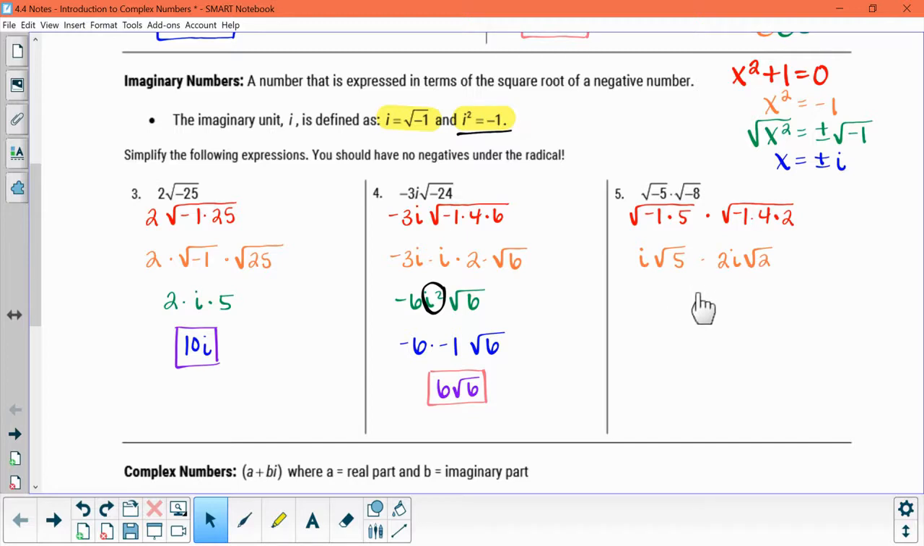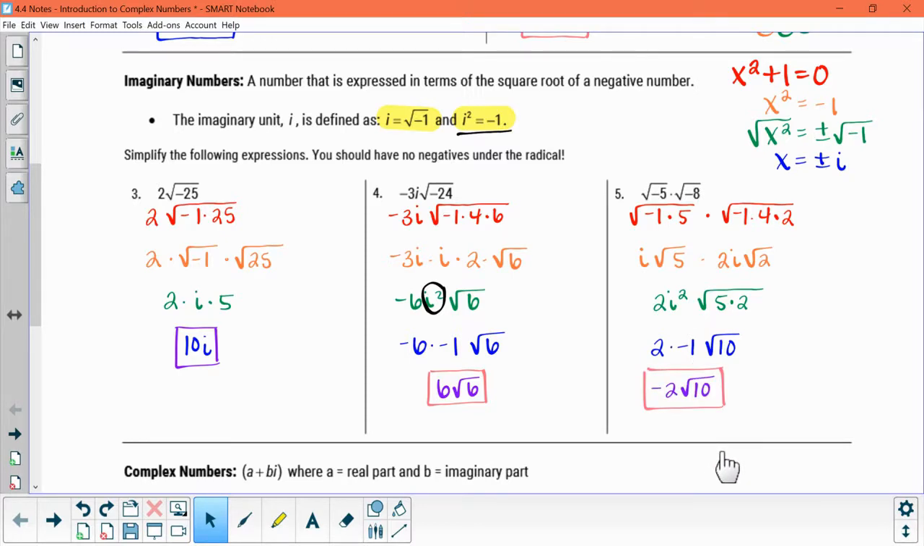Now we're going to do some simplification. With radicals, you multiply the first terms times the first terms, and then you multiply the radical inside times the radical inside. So this is going to give me 2i squared, and then the inside is going to be 5 times 2. Now remember, i squared is going to be equal to -1, so this is going to become -2 square roots of 10.